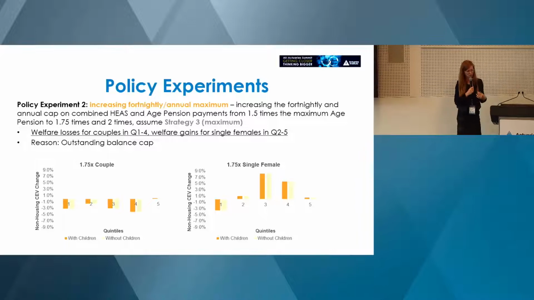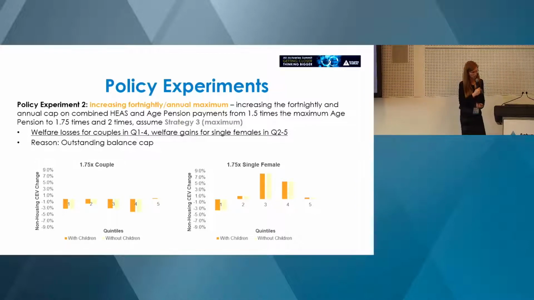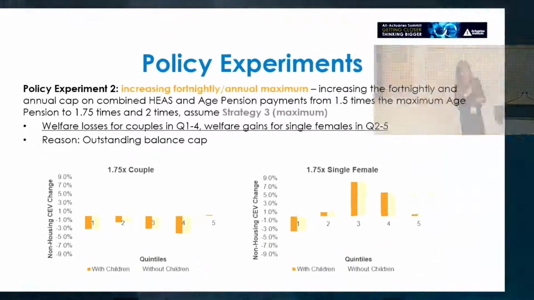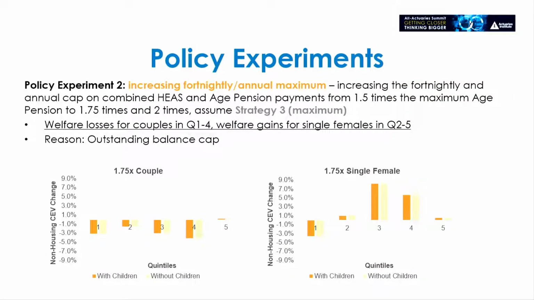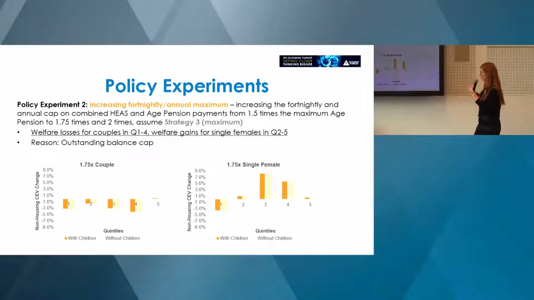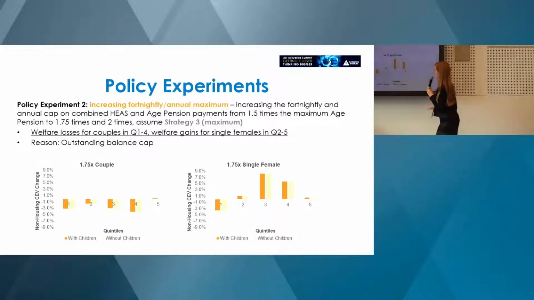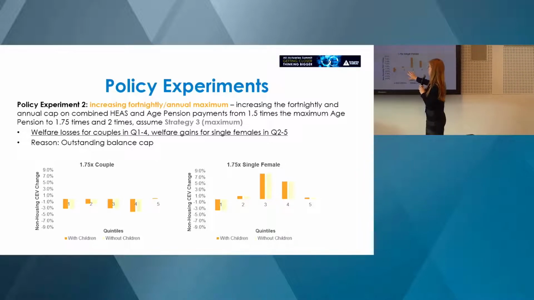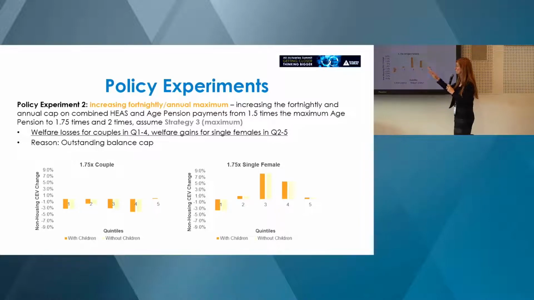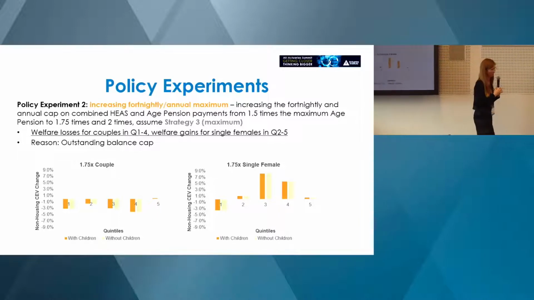We also looked at increasing the fortnightly maximum amount. Would it make the scheme more attractive if, instead of 1.5 times the maximum age pension, these different households could take out 1.75 or 2 times the maximum age pension? We find that this is not a very clear-cut result. It would be attractive for many women, the women in the second, third and fourth quintile. So most single women would benefit from this change.